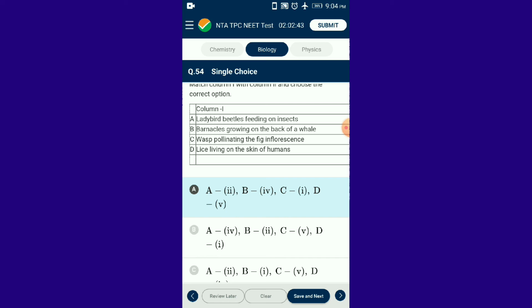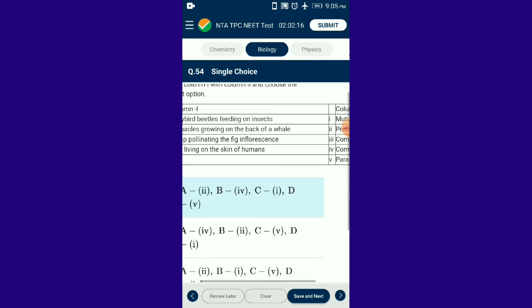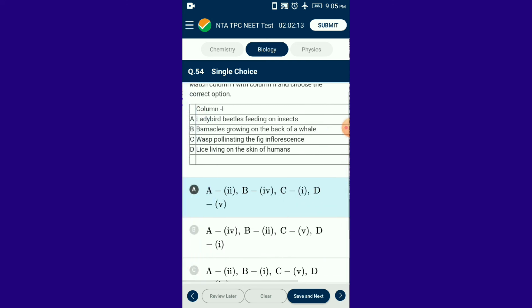In predation, only the predator benefits and the interaction is detrimental to prey. Commensalism, interaction in which the commensal benefits and the host is neither harmed nor benefited. Mutualism confers benefits on both. Parasitism, only the parasite benefits and the interaction is detrimental to the host. So the correctly matching option is A.